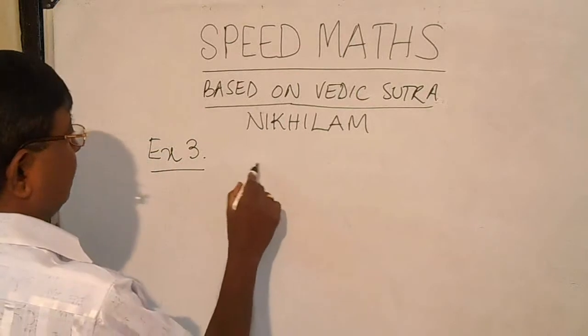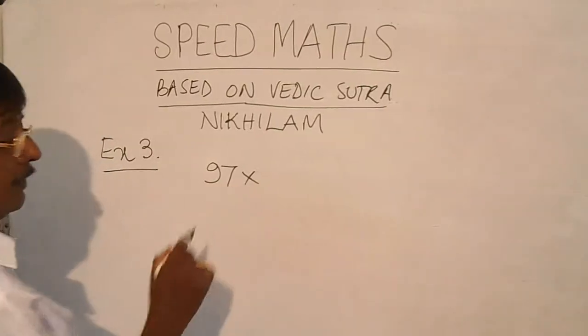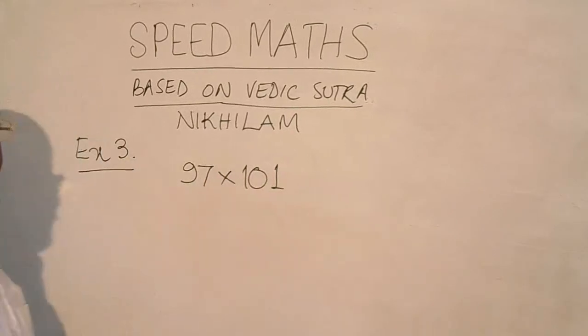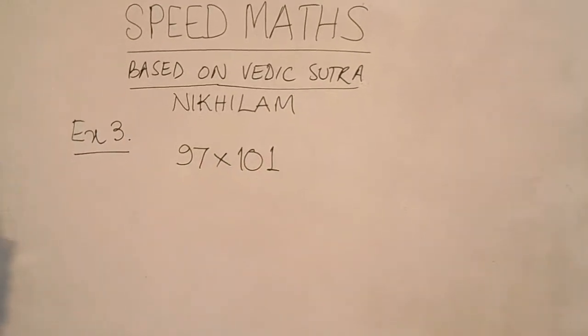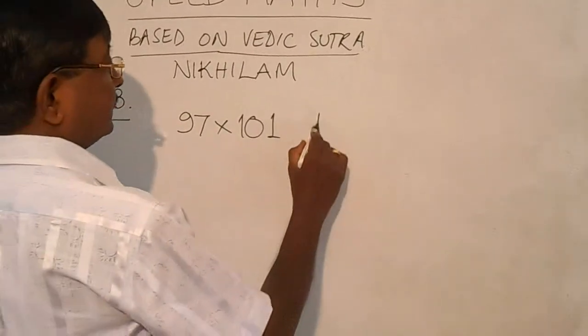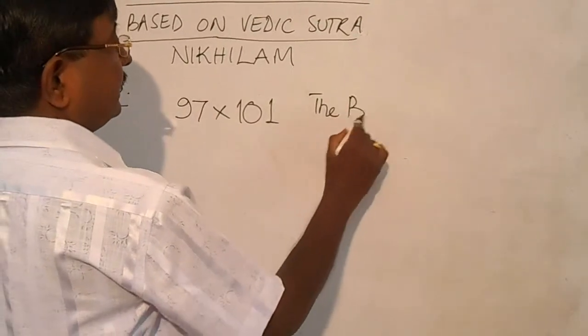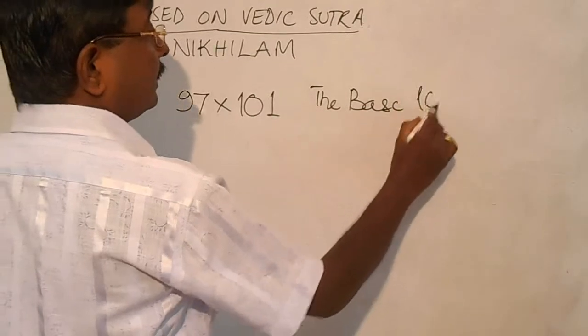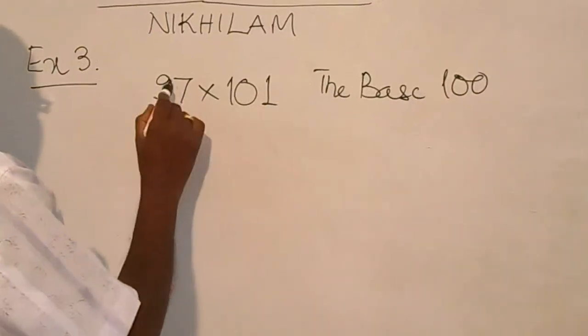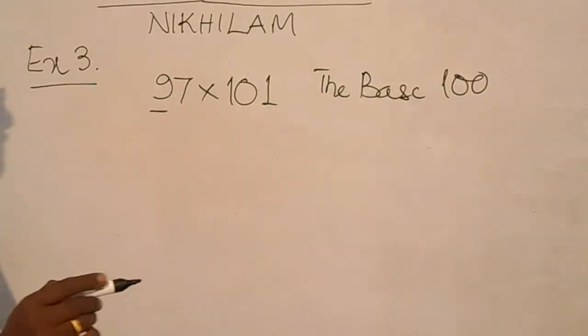97 multiplied by 101. Here, the nearest base is 100. Then how much is 97 short of the base? How much is it short?